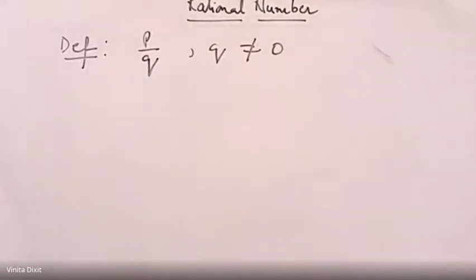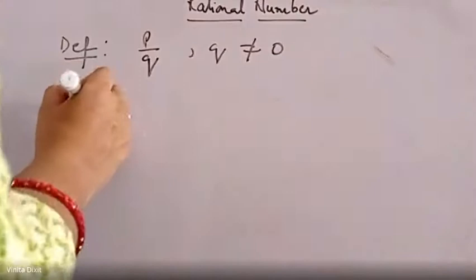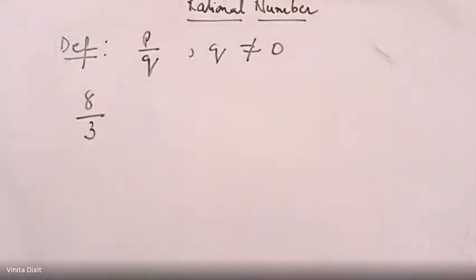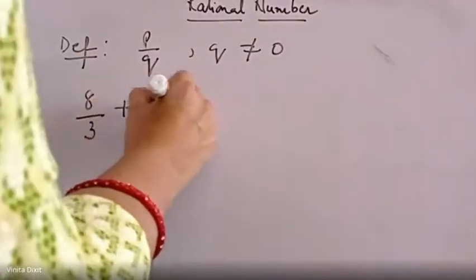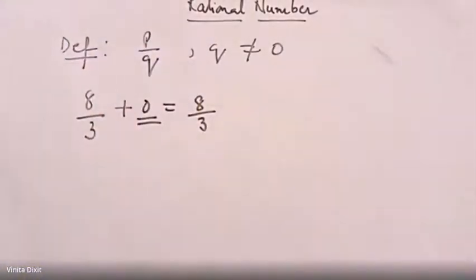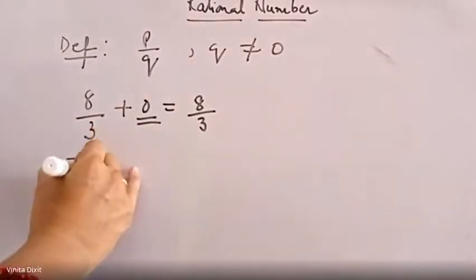Now, what is additive identity? If you take any number, suppose 8 by 3, and you add 0 to it, the answer won't change. So this 0 is called the additive identity. Right. You take any number, suppose minus 2 by 3.